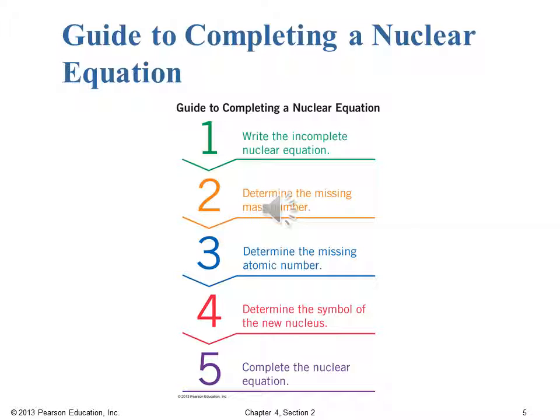Likewise, for the atomic number, we look at the total atomic number on the left side and the atomic number on the right side and see what's missing to get our total atomic number to balance, just like we did in step 2 with the mass number. Finally, number 4, now that we know the atomic numbers, we can find the symbol of any new or missing nucleus. And number 5, we can complete that nuclear equation and check to make sure that the mass numbers, the atomic numbers, and all the symbols are correct.